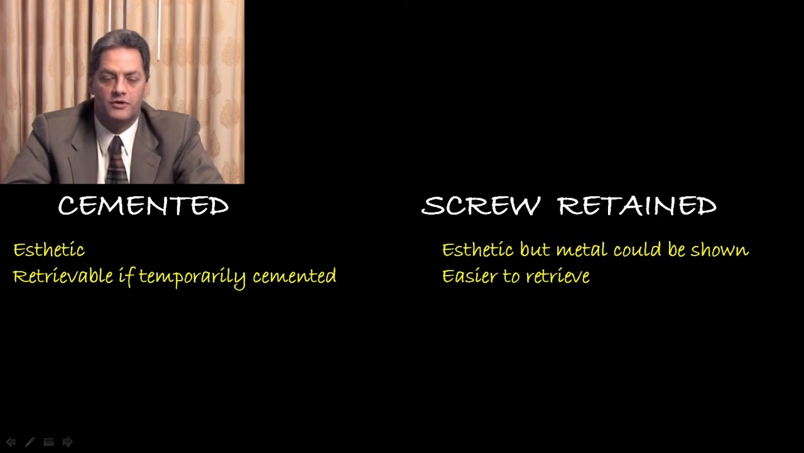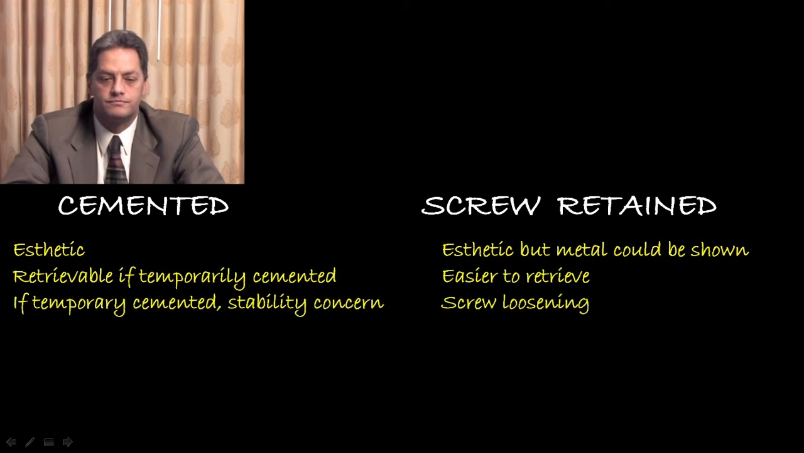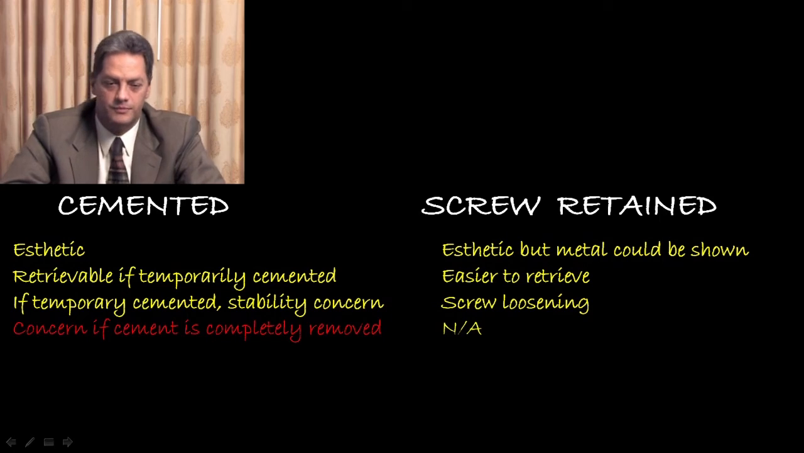Retrievability, if it's temporarily cemented, could be an issue, as this crown could come loose at the most undesirable time or when the patient is on vacation. Today, screw retained restorations do not happen to come loose as they did in the past, and they are easier to retrieve. If the crown is temporarily cemented, as we said, stability could be a concern, and screw loosening happens to be more stable. Concern if cement is completely removed.